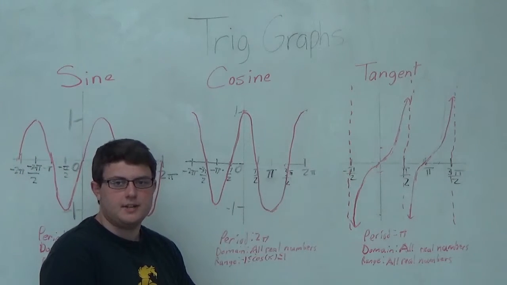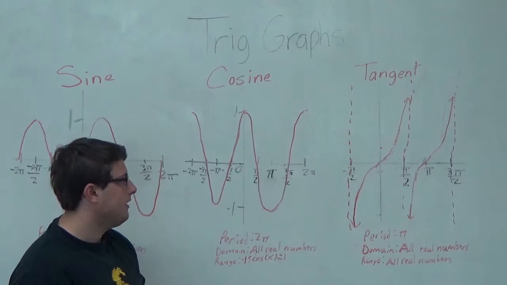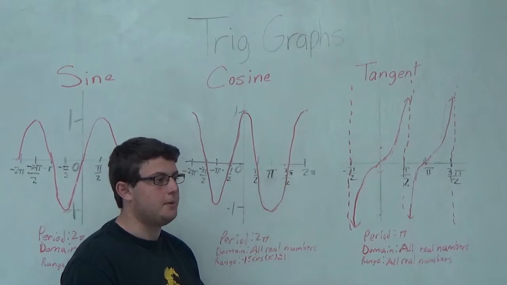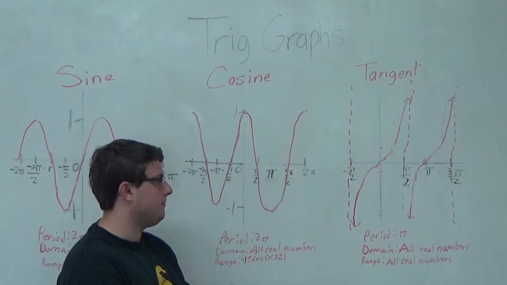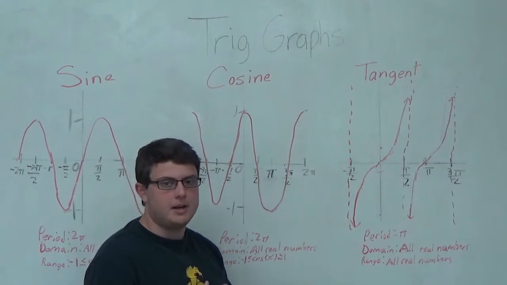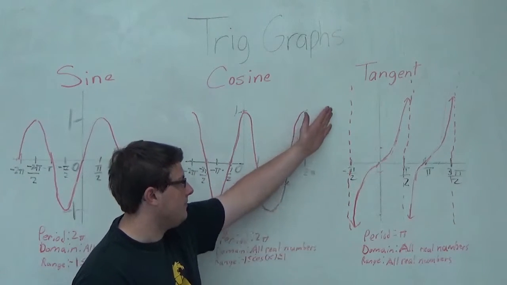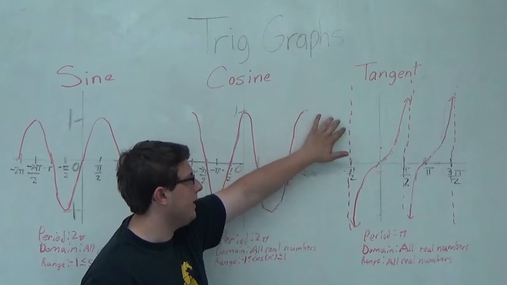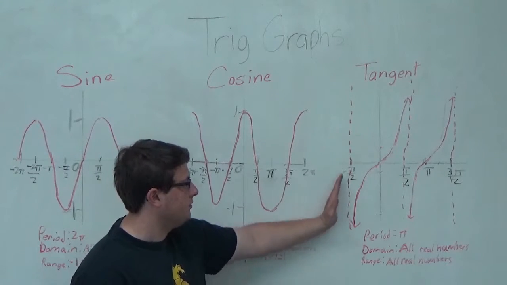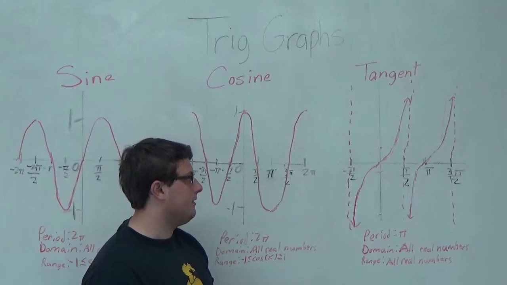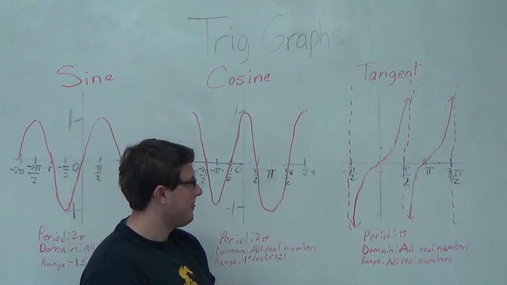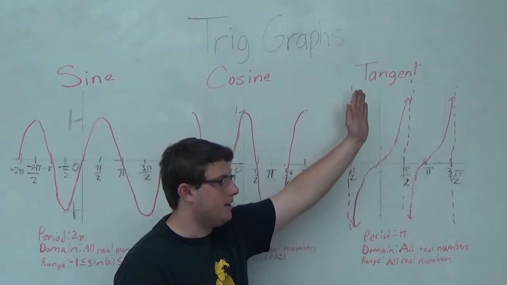Now, here we have the graph of tangent. It's a little bit different, as you can see. It's not connected completely all the way. It's more of a repeating pattern, though. We still have the repeating pattern. And so we have vertical asymptotes every pi over 2. So at negative pi over 2, we have a vertical asymptote. And all that means is that the graph will never cross this vertical line here. And then it crosses the x-axis at x equals 0. And then there's another vertical asymptote at pi over 2.